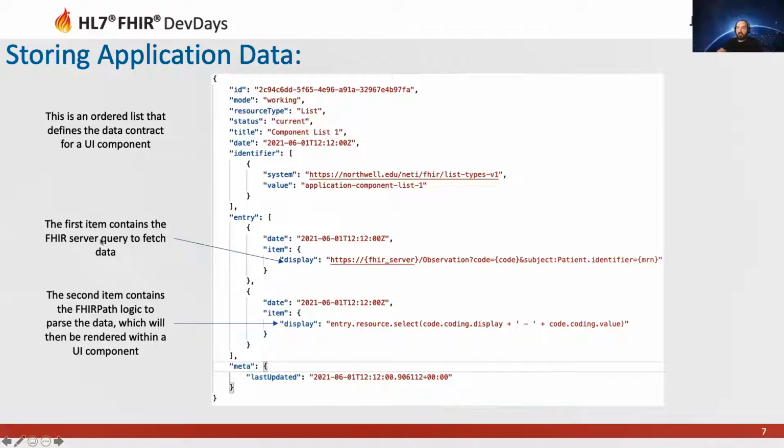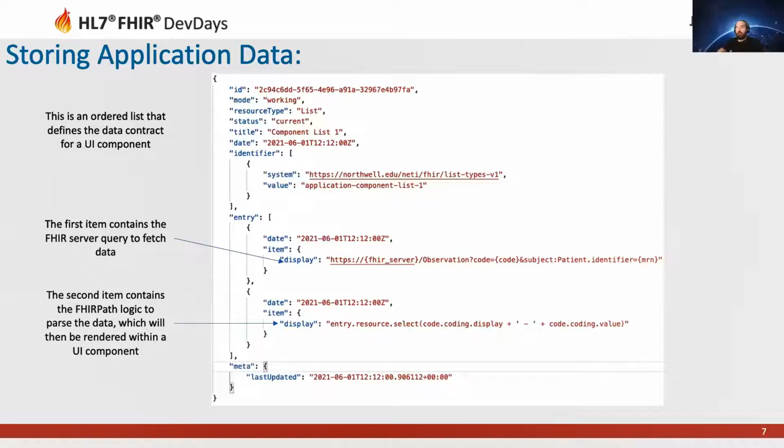The very first item in this list contains a query, and as you can see, this query has placeholders for string interpolation, where it reaches out to a FHIR server and pulls back an observation code and a particular patient. And then the second item in this list is an actual FHIRPath. We really enjoy FHIRPath. It's a great bridging parsing tool that bridges between development and some type of business analyst or data analyst.